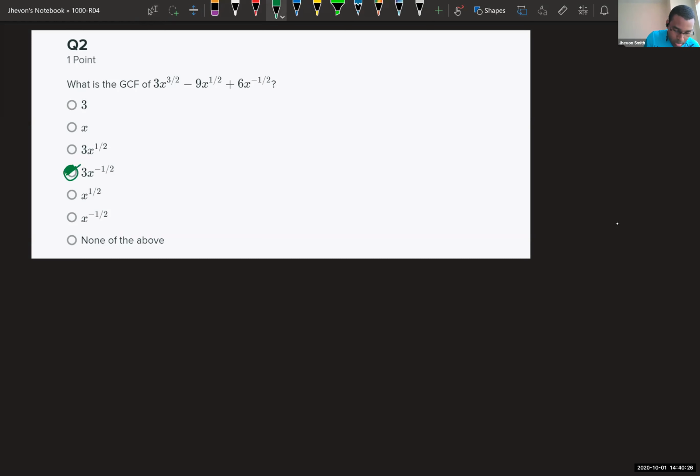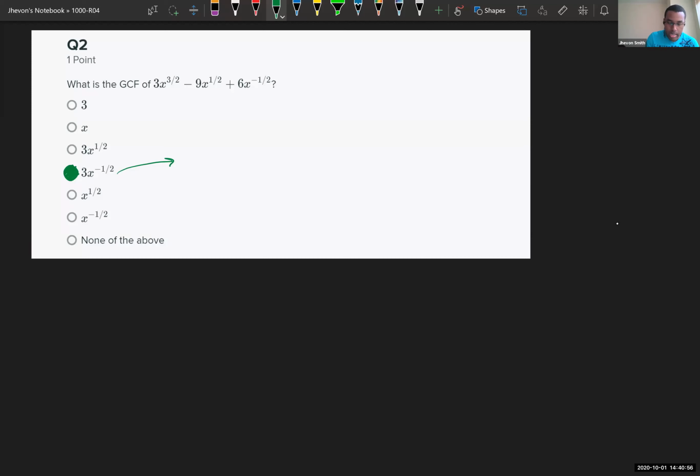And can you tell me how you came up with that option? How do you describe what that is? Well, you can take out a 3 because all the factors are multiples of 3. So you can take out a 3. And then the lowest power of all of them is negative 1/2. So you take out a 3x to the negative 1/2.